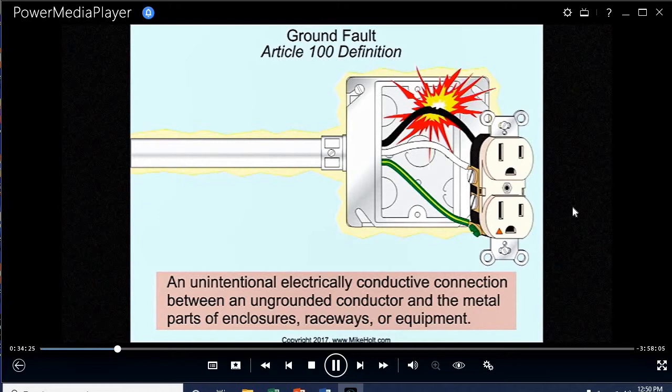It's 125 years of people thinking you drive ground rods, but it really doesn't go to the earth. Let's read the definition, though. An unintentional electrically conductive connection between an ungrounded conductor, which is the hot wire, and the metal parts of the enclosure, raceway, or equipment. And all metal parts are bonded together. So theoretically, if all parts are bonded together, when you have a ground fault, you're going to clear the ground fault.